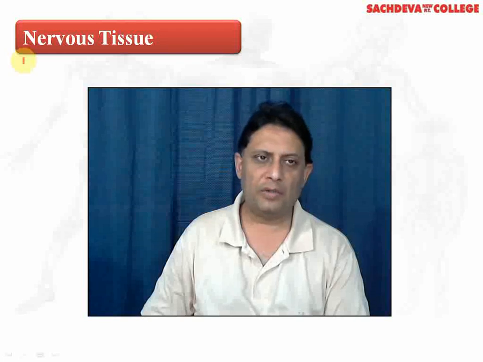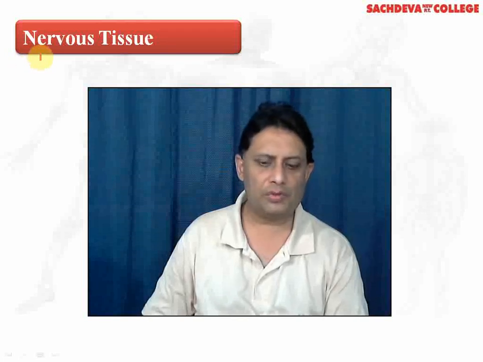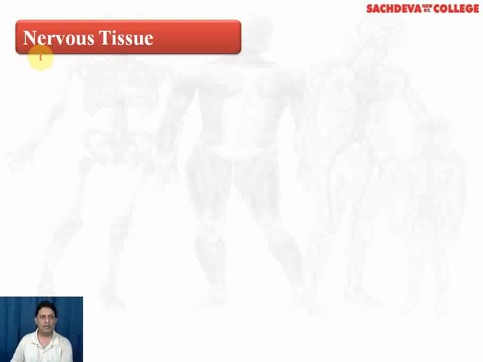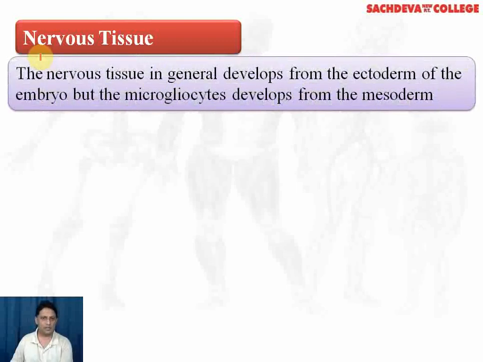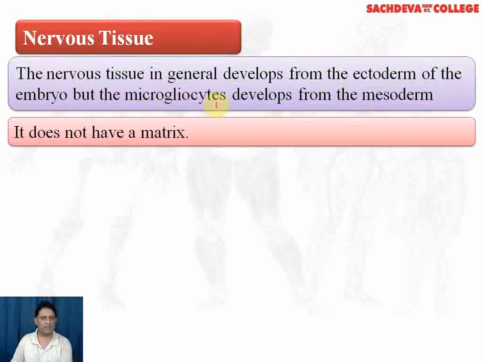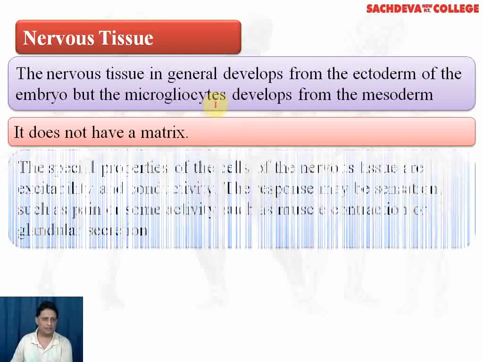The last type of tissue are the nervous tissues. The nervous tissue in general develops from the ectoderm of the embryo. However, the microglia develops from mesoderm. This is an exception, and you always get questions from exceptions. The nervous tissue does not have a matrix.